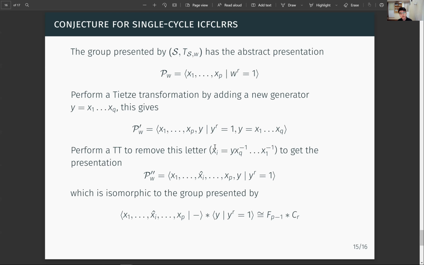Next we perform another Tietze transformation to remove the letter xi to get the presentation x1 to xp without xi. So xi has been removed, and the relation which contains xi has to be removed. And this presentation is isomorphic to the group presented by the free group of rank 3p-1 in free product with the cyclic group of order r.